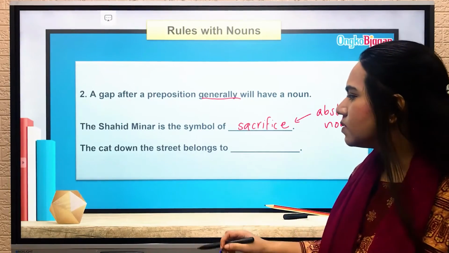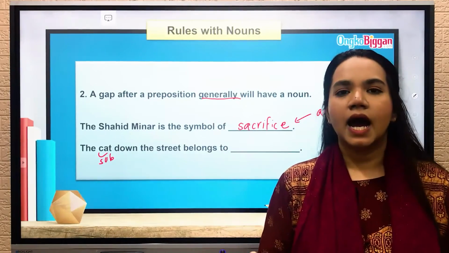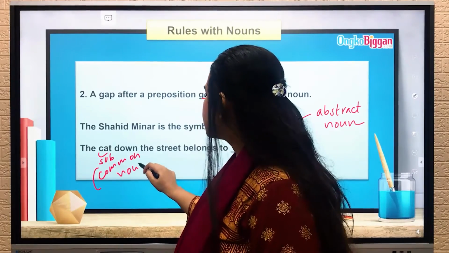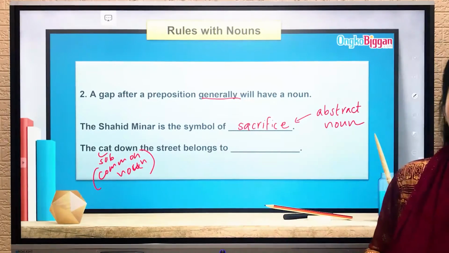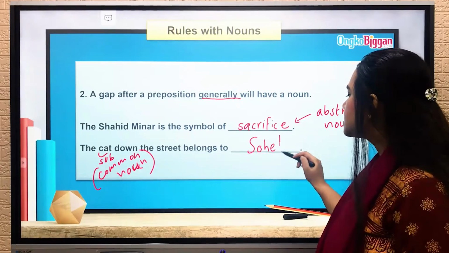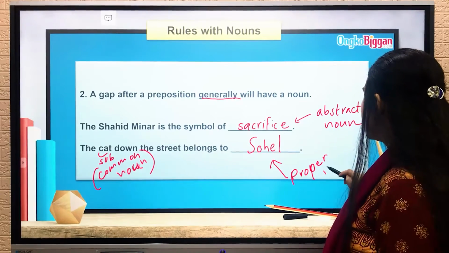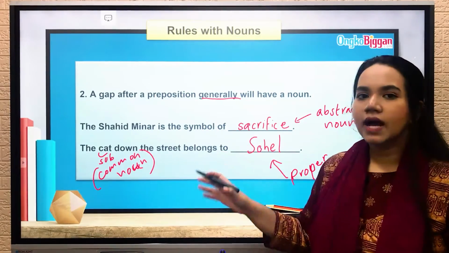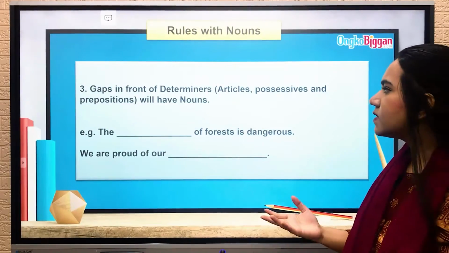The cat down the street dash. So what is this cat? This cat is definitely the subject of the sentence. And what type of noun is a cat? A cat is a common noun, right? So the cat down the street belongs to dash. So belongs to whom? Maybe you need a name of a person. So I can just say belongs to Sohail. So in this case, what is Sohail? Sohail is a proper noun because it is the name of someone, right? So this is how, most of the time, if there is a preposition, right after the preposition, there is a noun. Okay, next. Gaps in front of determiners.